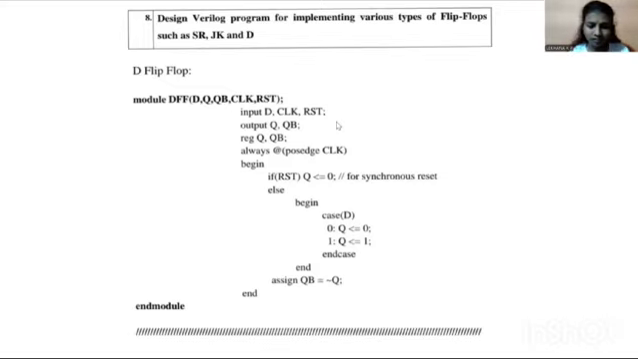So coming to the program. Here the inputs D, clock, and reset are given, and the outputs are Q and QB, and the register is Q, and always at the positive edge of the clock. If reset, Q is less than or equal to 0, that is for synchronous reset, and we begin the case with 0, that is Q is less than or equal to 0, and 1, Q is less than or equal to 1. We end the case and assign QB equal to the complement of Q. This is about the program.